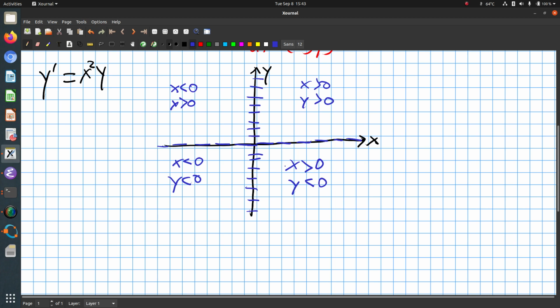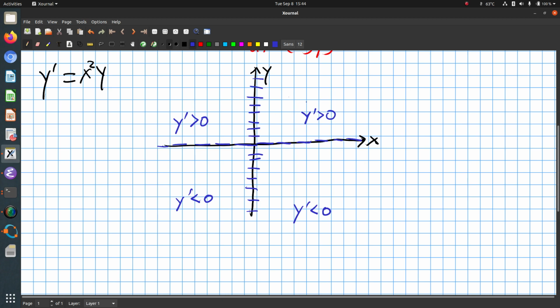Okay, now, given those pieces of information, I can tell you what the sign of y prime is. The sign of y prime in this first quadrant is positive. The sign of y prime in this second quadrant is also positive. Why? Because x squared is a positive number, so is y. Now, down here, I have x squared, that's still positive, times a negative, so that is negative. And here I have, again, x squared being positive times y being negative.